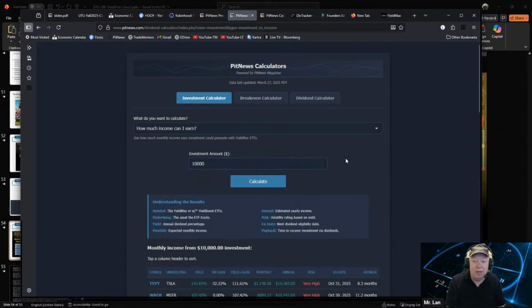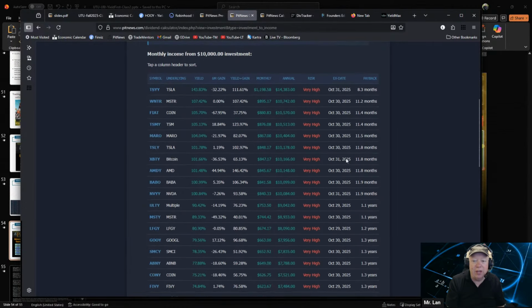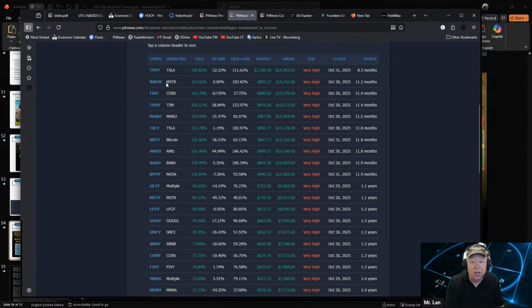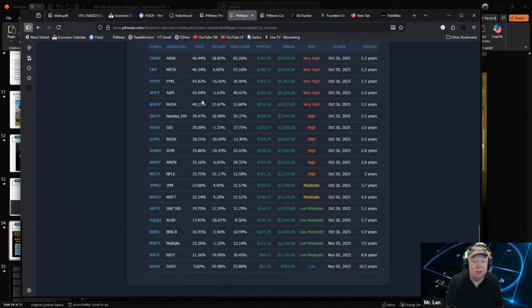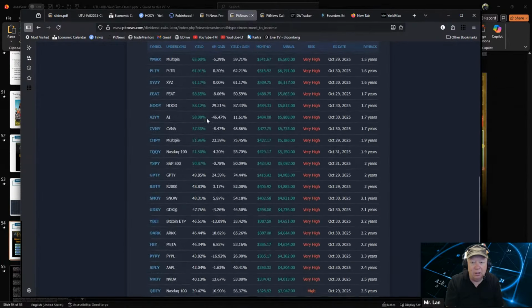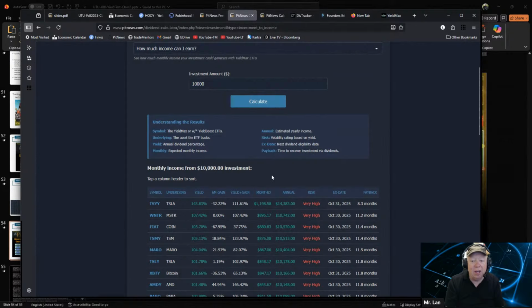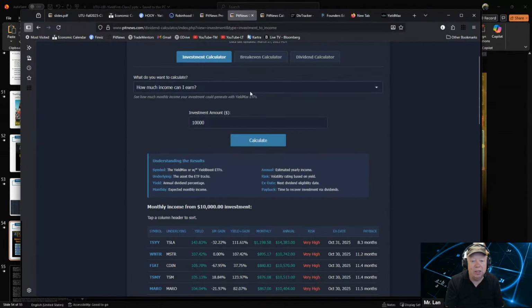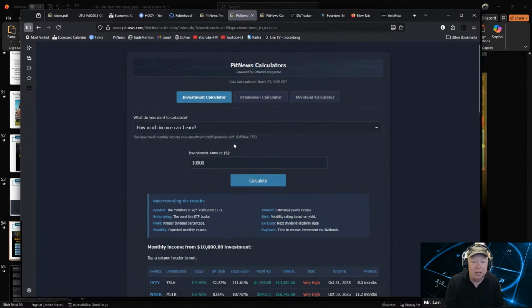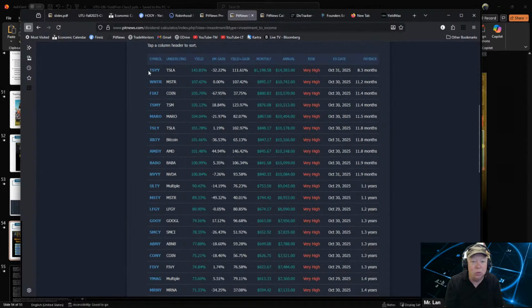And it's going to come down here and say, well, if you have $10,000 and you put it into any of these YieldMax funds, and we list all the YieldMax funds in here, all right, there they are. They're all listed. This is how much money you would make every month off of these particular funds. So if you take your $10,000 and put it into TSYY, now it looks like we do have some Granite Shares, because TSYY is a Granite Shares fund.